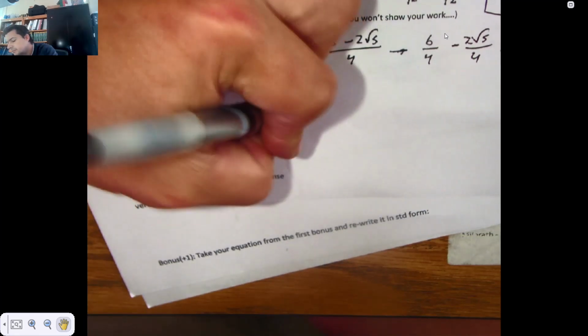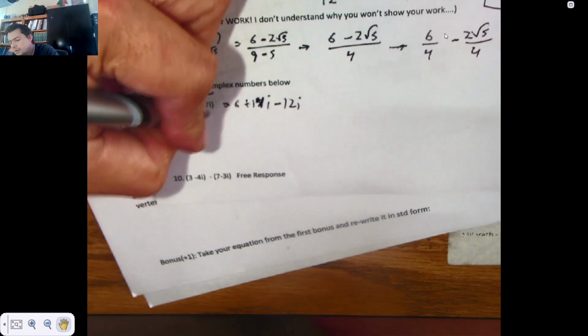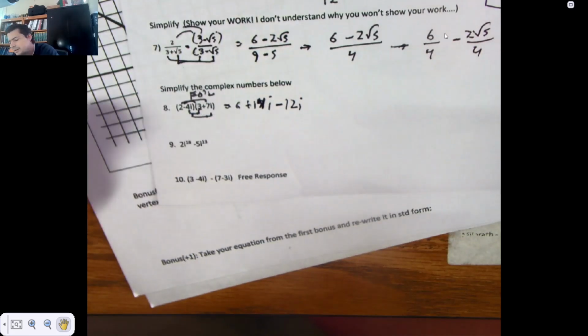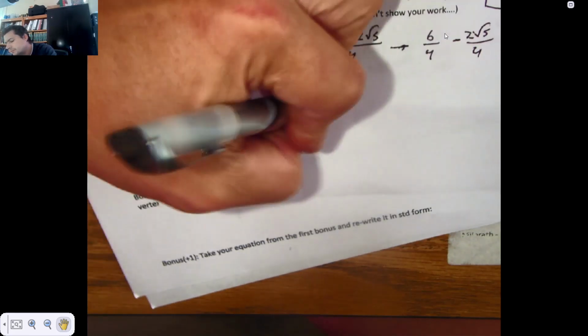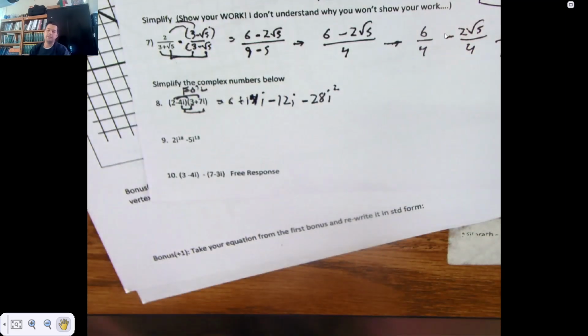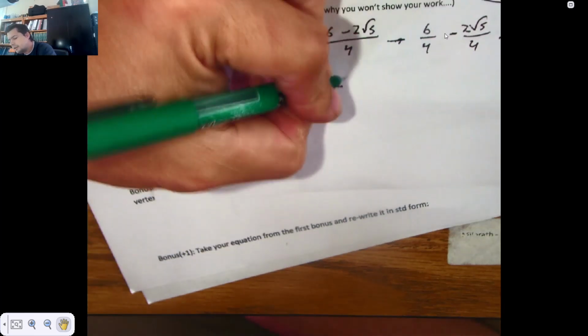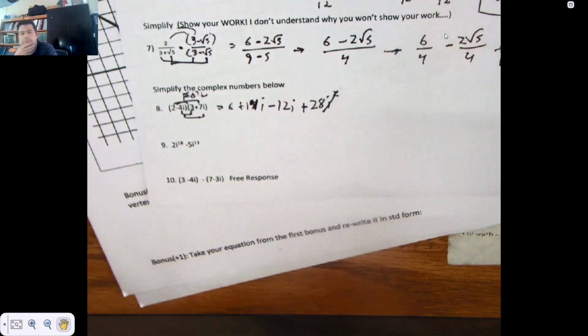Negative 4i times 3 is minus 12i. Sorry, I'm a lefty. Negative 4i times 7i is negative 28i squared. And the way I was telling y'all to do these was to cross out the i squared with a better working pen and make it positive. That's just what you do.